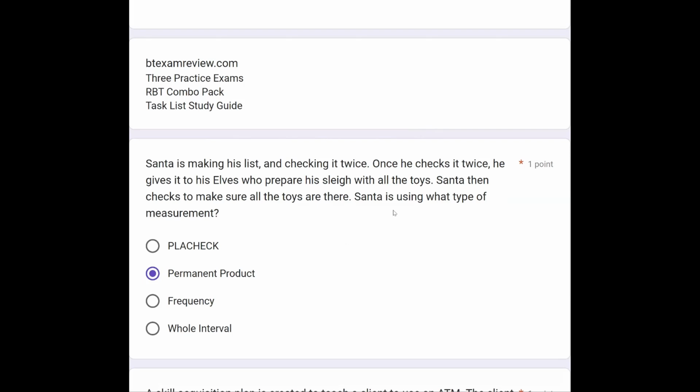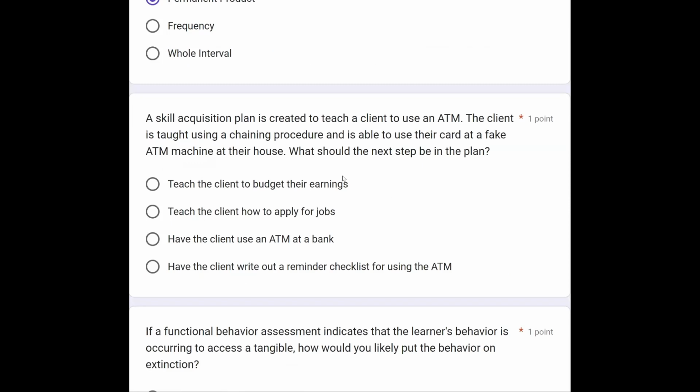Question 2. A skill acquisition plan is created to teach a client to use an ATM. The client is taught using a chaining procedure and is able to use their card at a fake ATM machine at their house. What should the next step be in the plan? Think about this one a little bit, okay? It's a little harder, but you can do it. So think about our skill acquisition plans.